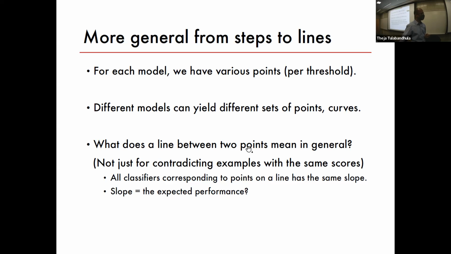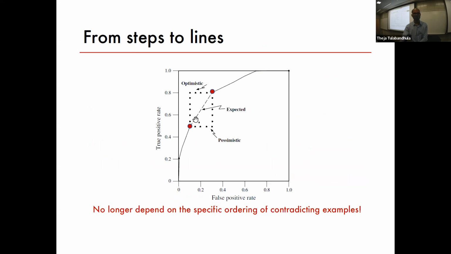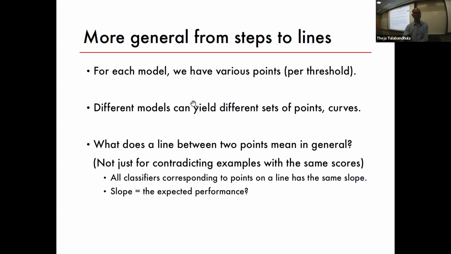We saw this idea of a line in the previous slide, when we have contradicting examples at the same score level, but that's not what I mean. What we want to talk about here is all final classifiers which correspond to points on a line that has the same slope. Basically, all these classifiers on these ROC curves which have the same slope. We want to focus on the slope, and slope can give us some information about what trade-off we are making at that point.